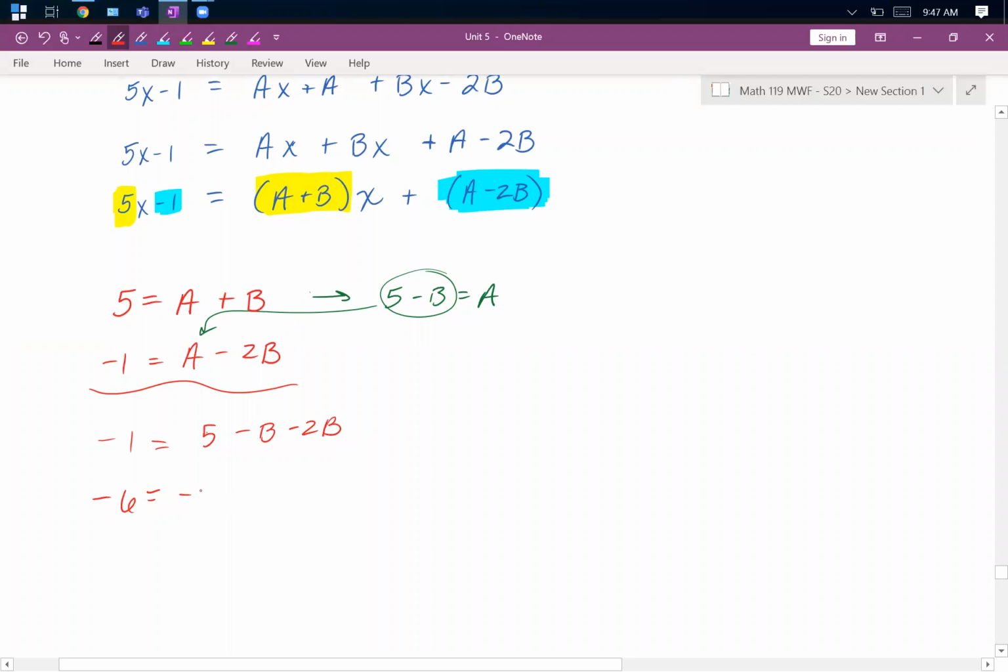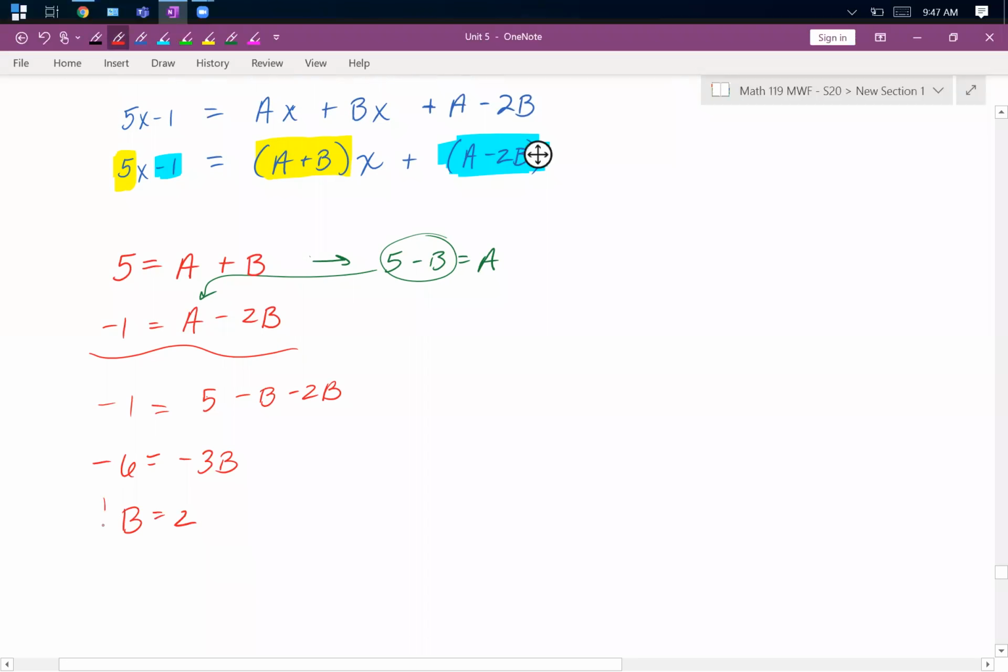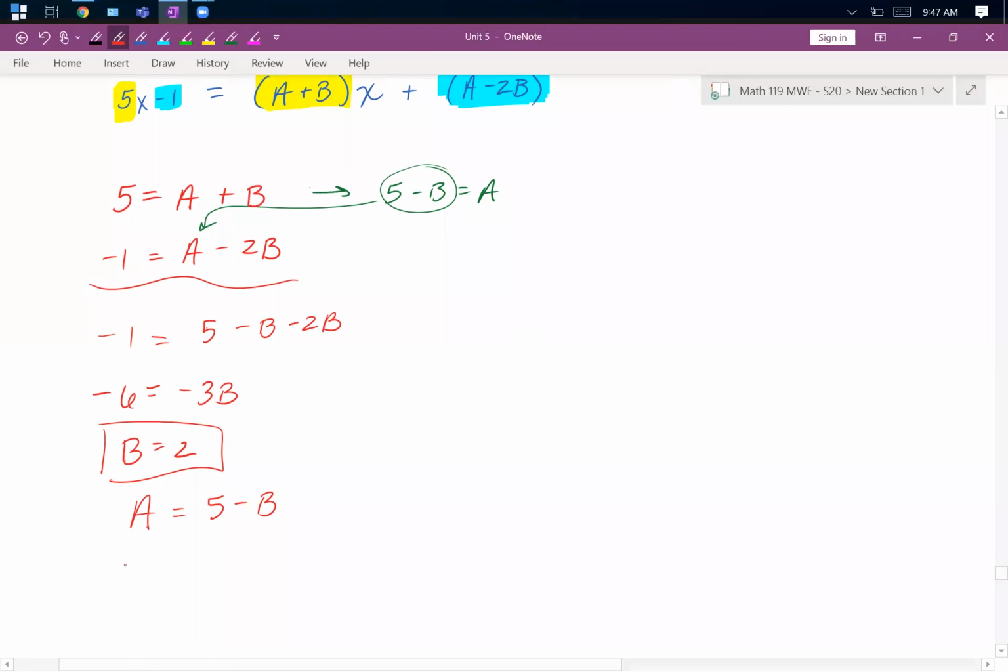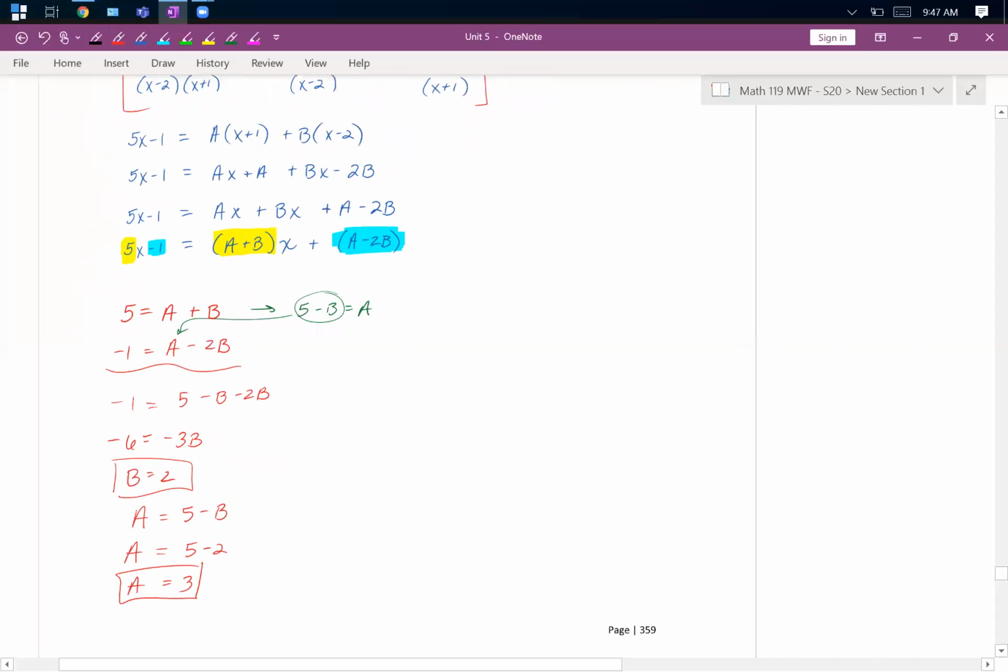So -6 equals -3b, so b has to be equal to 2. And then a is 5 minus b. So we get a to be equal to 3. And then once we've solved our system, we're almost done.